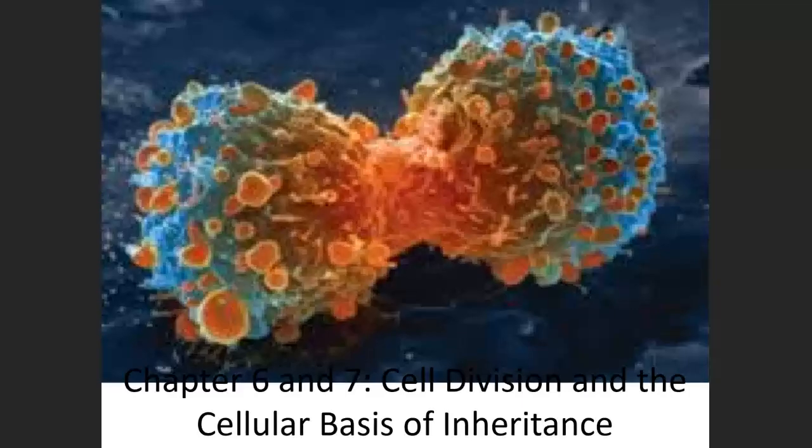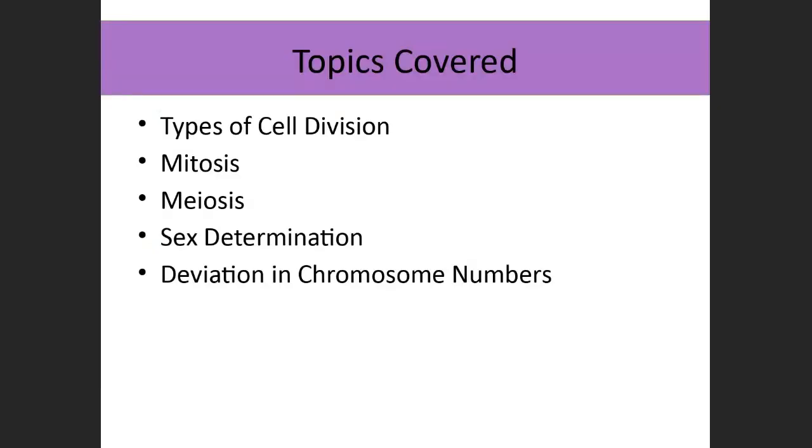So let me open up these files for you. Here we go, chapters 6 and 7, cell division and inheritance. Stuff we're going to talk about: different types of cell division, and then go into two specific types. So this is going to be just prokaryotes versus eukaryotes for the different types, and then mitosis versus meiosis.